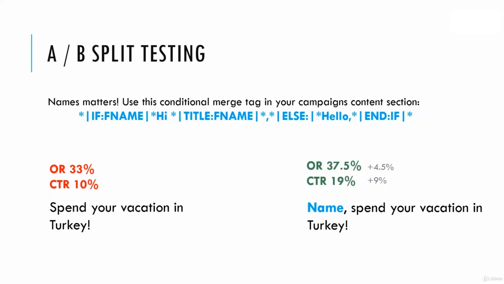So again, when I did a split test in my content, the first sentence was spend your vacation in Turkey. That got an open rate of 33% with a click-through of 10%. When I opened with their actual name via that merge tag fname, spend your vacation in Turkey, the open rate went up nearly 5% and the click-through rate went up 9%. That personal touch people like.